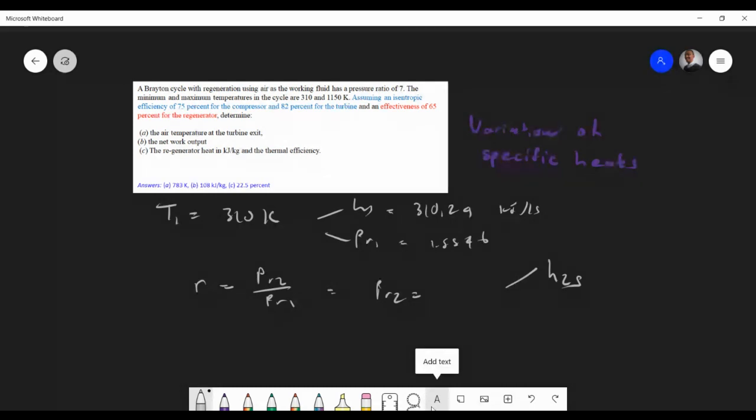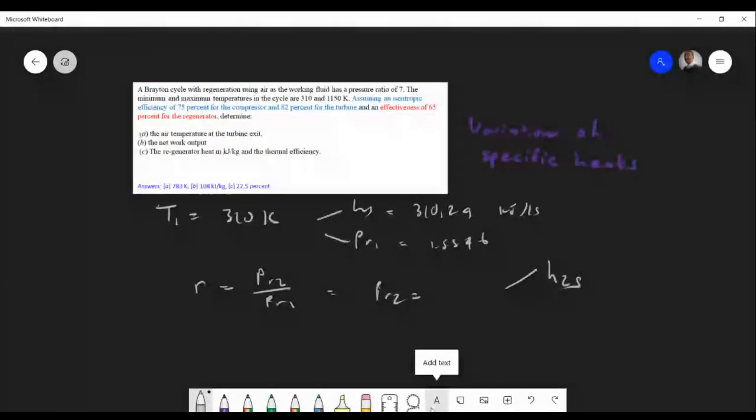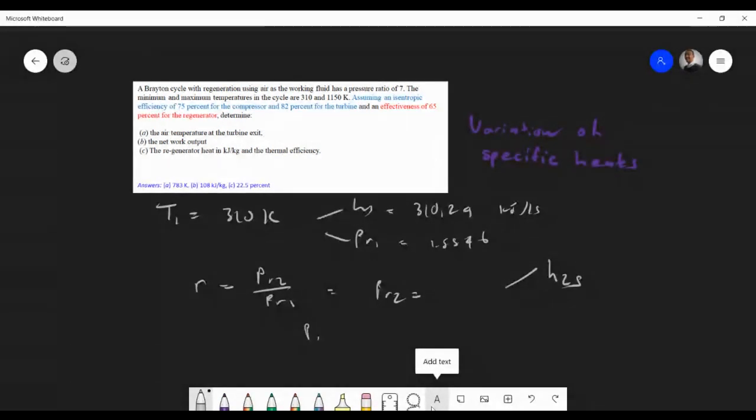And from PR2, using a pressure ratio, it's just going to be 1.5546 for 155 PR2. It's just 7 times, and you should get 10.88. Let's see, just do the enthalpy value here.